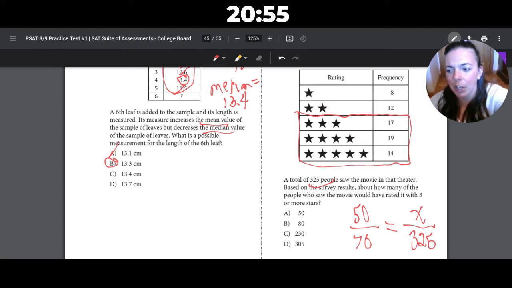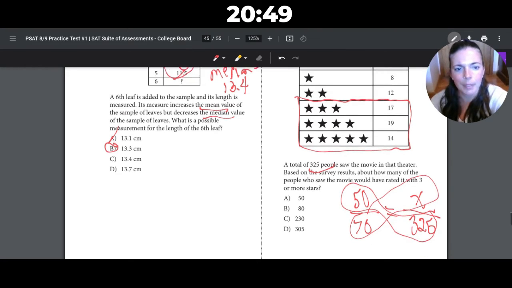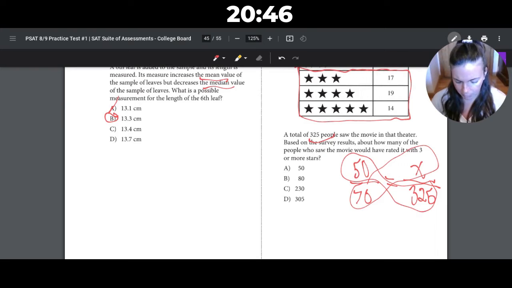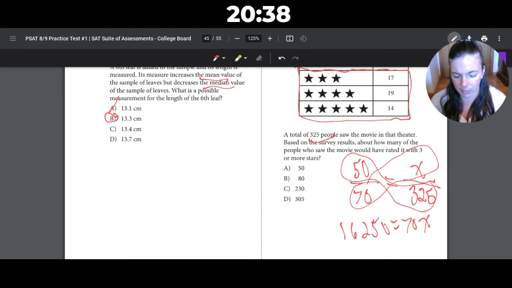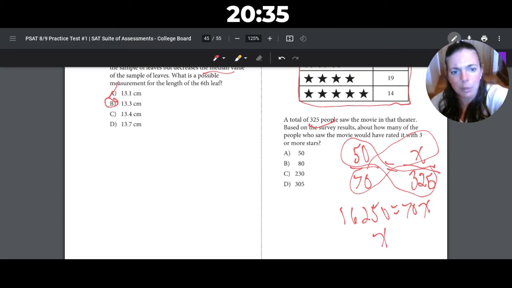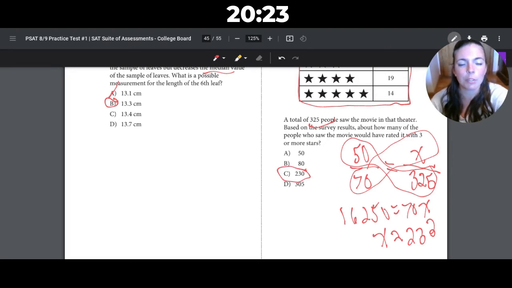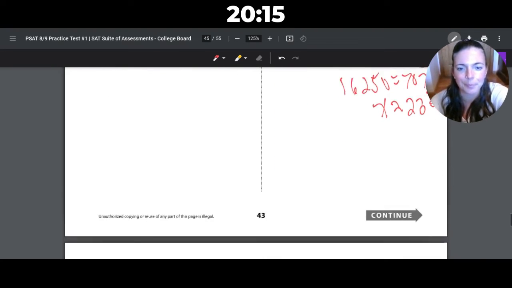Okay, so from here, we can do a little cross multiplication. So let's cross multiply here and here. So 50 times 325 is 16,250. That will equal 70 times X. Now just divide by 70, and you get about 232. So about how many would have seen the movie and rated it with 3 or more stars? That would be about 230. That's our closest option among the answers given. So C. Okay, lots of proportion and ratio stuff on the PSAT, so this is super important.